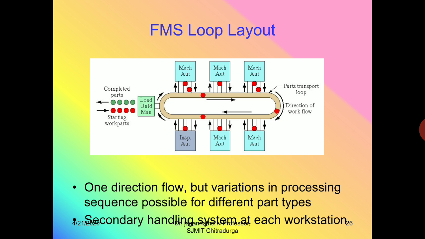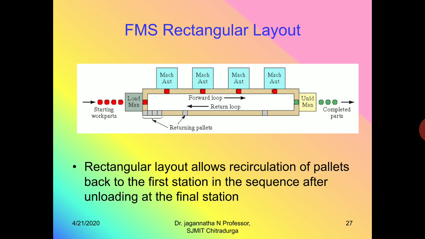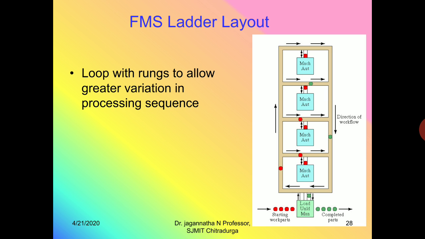Here there is also one-direction flow, but variation in the process sequence is possible for different parts. The next one is the rectangular layout. Similar to the loop, it has a rectangular cross section for the handling or flow of material from one workstation to another workstation, from the first station, the sequential loading, to the final unloading station. Another important type of layout is called the ladder layout: a loop with rungs to allow greater variation in processing sequences.